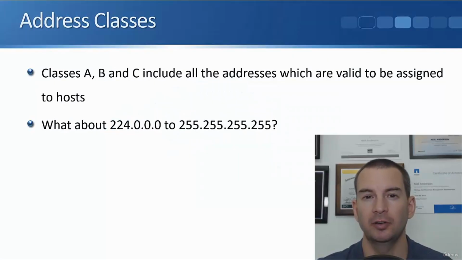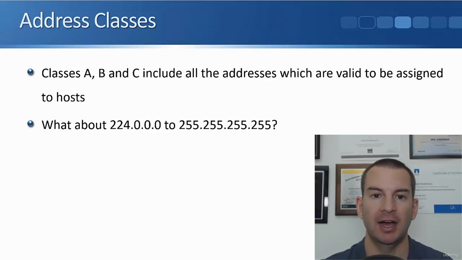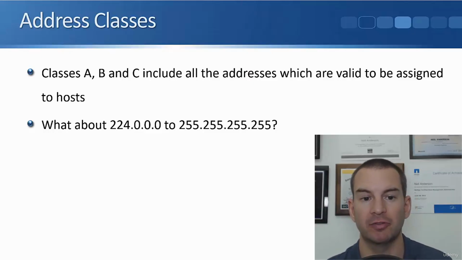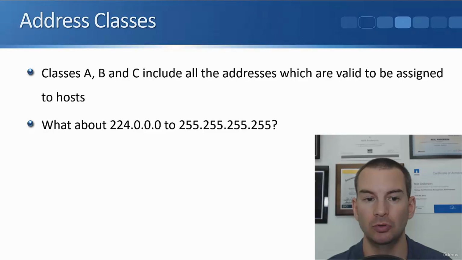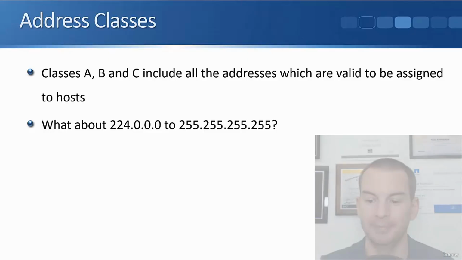In this lecture, you're going to learn about the other address classes, that's Class D and Class E. So you saw in the last lecture that classes A, B, and C include all the addresses that are valid to be assigned to our end hosts. And those addresses went up from a 1 in the first octet up to 223. But you're maybe thinking, what about 224.0.0.0 to 255.255.255.255? Because you know that the maximum value in each of our octets is 255. We only went up to 223.